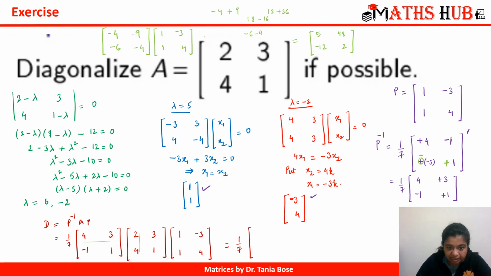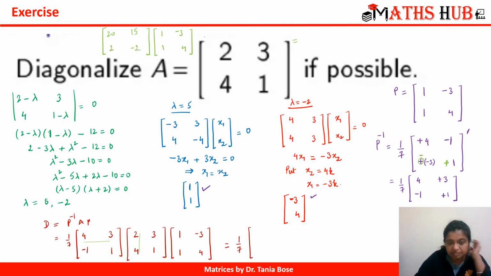So now let us multiply them, right? So what are we supposed to get here? Let's see. Right. So now we have 4 into 2, 8. 8 plus 12, 20. Then we have 4 into 3, 12 plus 3, that is 15 over here. Then we have minus 3, minus 2 plus 4, 2. Then we have minus 3 plus 1, minus 2.